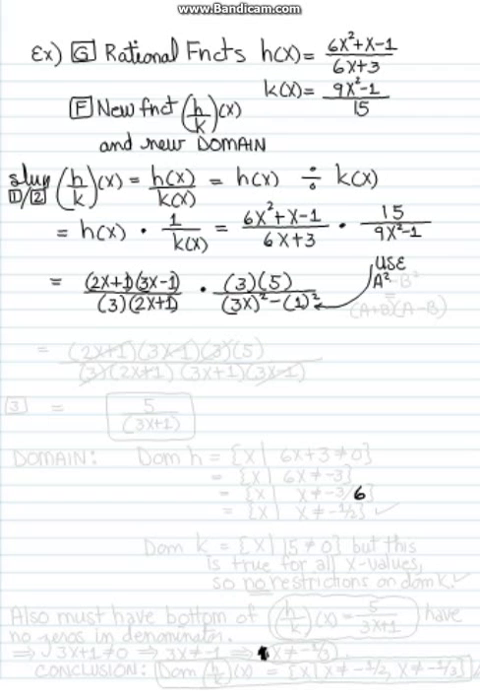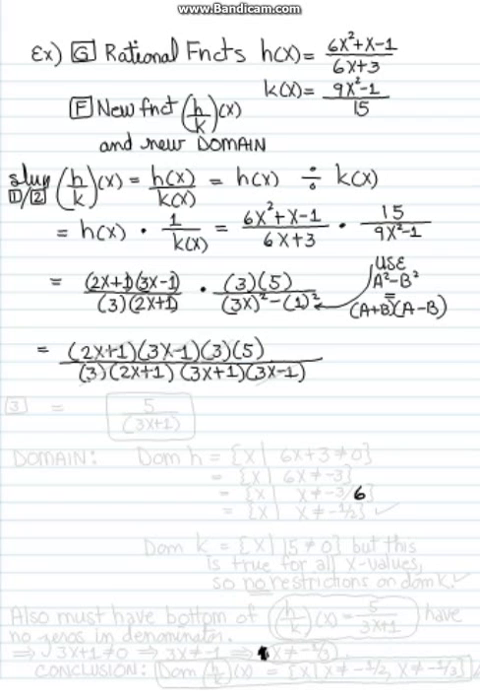You see, on the bottom here, we're trying to use a squared minus b squared equals (a plus b) times (a minus b). Okay, multiply all the factors across the top, and all the factors across the bottom of this fraction. 3 times (2x plus 1) times (3x plus 1) times (3x minus 1). That's the application of the formula a squared minus b squared. Cancel all the common factors on the top and bottom and see what you have left. We have 5 on the top over 3x plus 1 on the bottom. That is the simplified form of h of x divided by k of x.